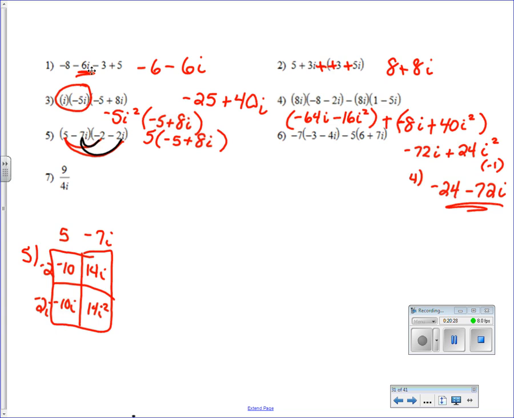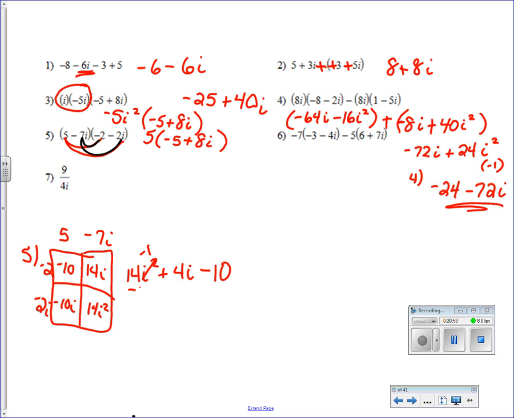So I've got a 14i squared. And then these two are like terms, so that's going to make a 4i. And then I have a negative 10. Now, we're almost done. What can I clean up? Remember, anything with i squared has to get cleaned up. And so i squared is negative 1. So therefore, what's 14 times negative 1?